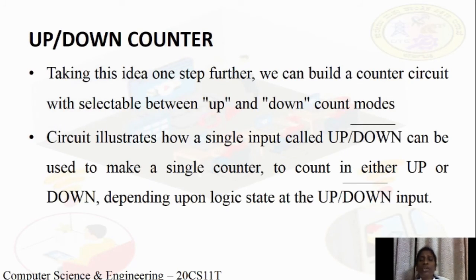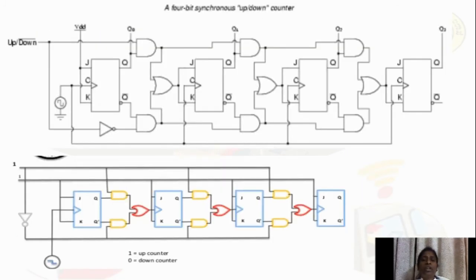combine these two circuits together, jointly, then we will call that a synchronous up-down counter. Let us observe this circuit. 4 flip-flops are there, the JK flip-flops, and in between these JK flip-flops, in the upper part 3 AND gates, in the lower part 3 AND gates, and in between 3 OR gates are there.